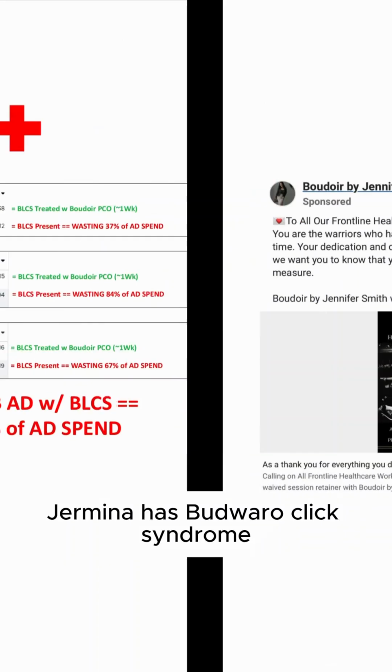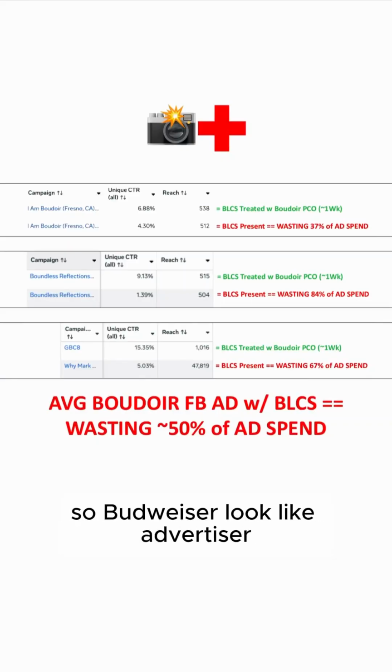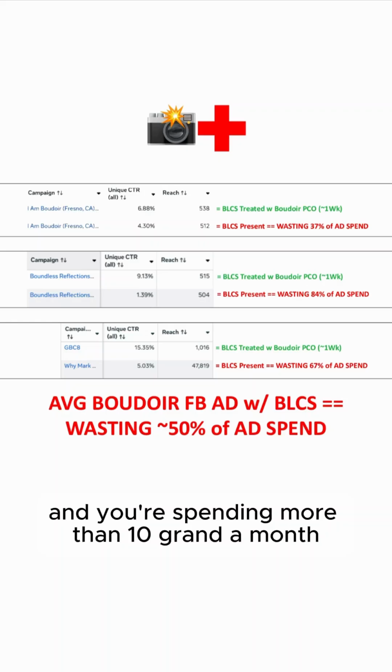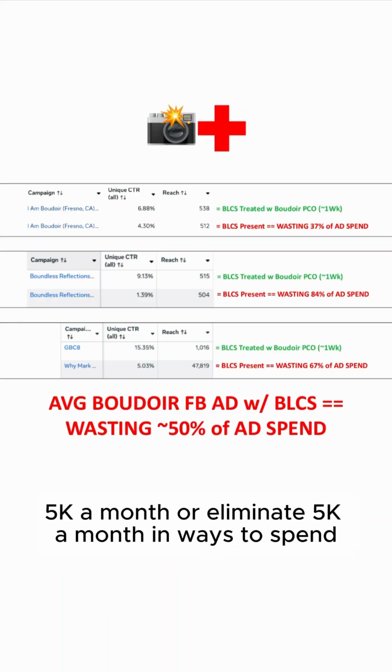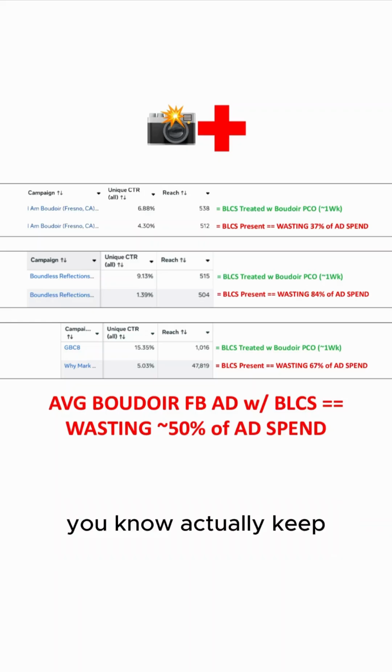All right, so if you're a BLCA with BLCS, so Boudoir low click advertiser with Boudoir low click syndrome, your unique CTR on Boudoir Facebook ads is under 6%, and you're spending more than 10 grand a month on Boudoir Facebook ads, and you want to save approximately 5K a month, or eliminate 5K a month in wasted spend, pocket that instead and actually keep, on average, that'd be like 60K over the next 12 months. Keep that in your pocket.